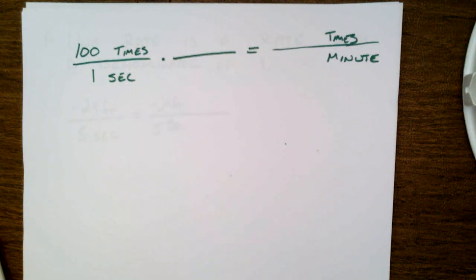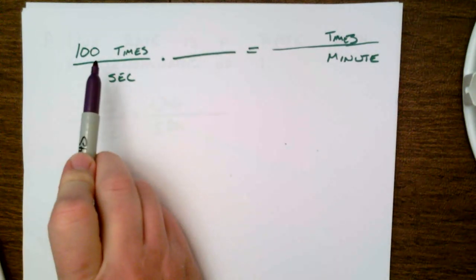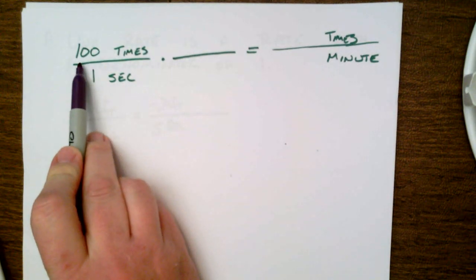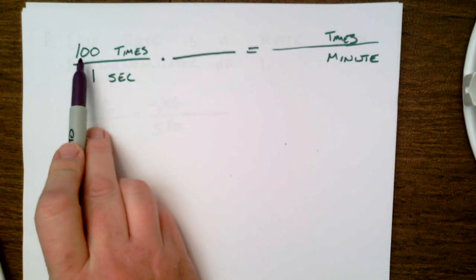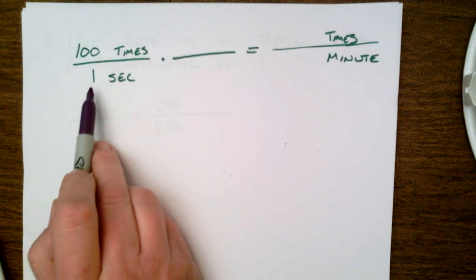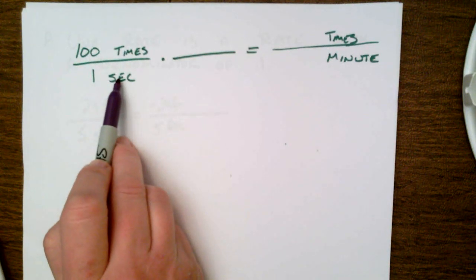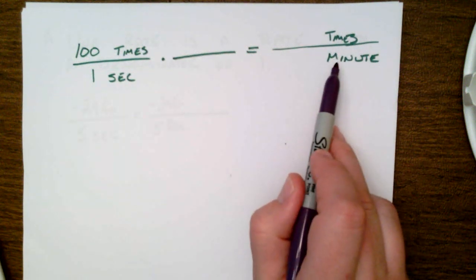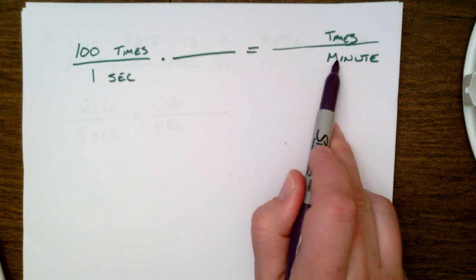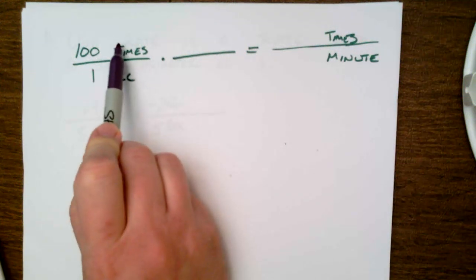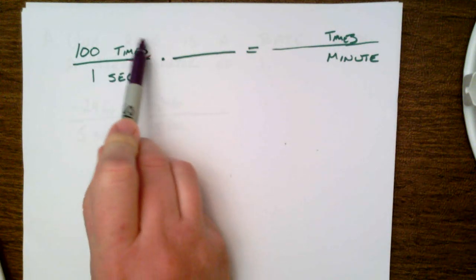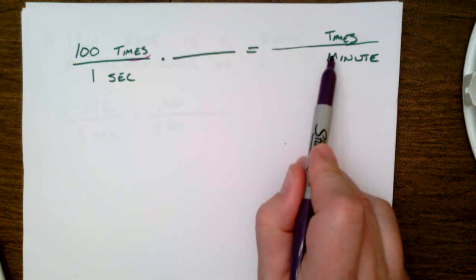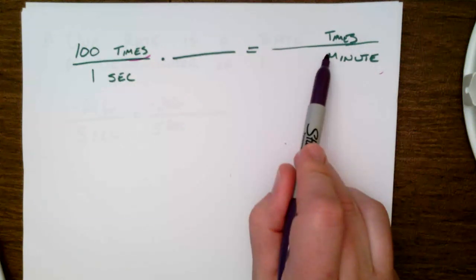and you're doing chemistry. What we're going to do is, first of all, I'm going to point out that I'm starting with what they gave me. This was given: 100 lightning strikes per 1 second. But the question is asking me how many times does it strike, not per second, but per minute. So somehow I want to point out that this unit does not change. It's this unit that does.